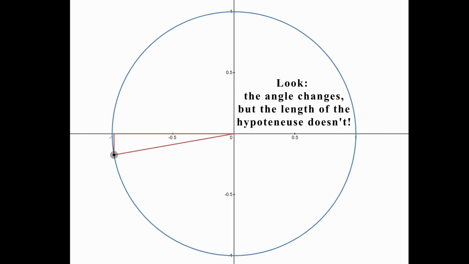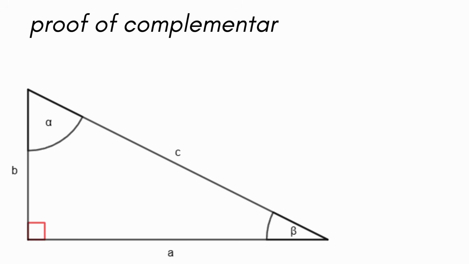Since it involves angles in right triangles identical to acute angles, our proof applies. Okay, let's do the complementary angle identity. Again, draw a right triangle with sides labeled as usual and the two acute angles labeled alpha and beta.